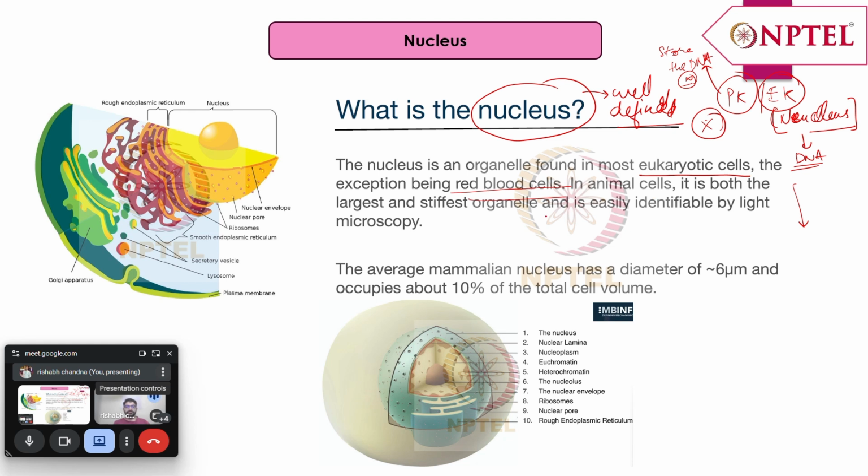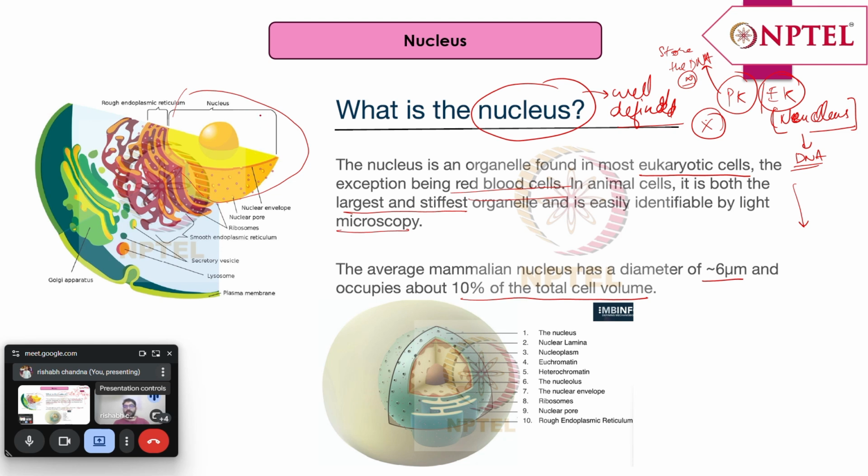The nucleus is the largest and the stiffest organelle in a eukaryotic cell, and it is identifiable by a light microscope. The average nucleus diameter is around 6 micrometers, and it occupies around 10% of the total cell volume. So this is a large organelle that occupies about 10% of the total cell volume.